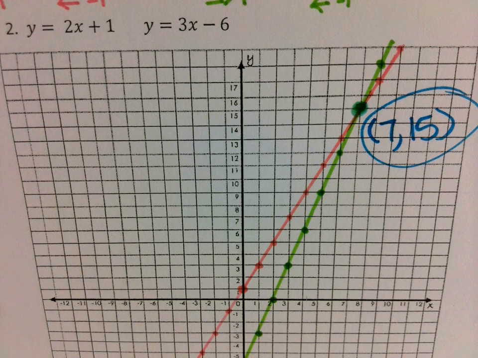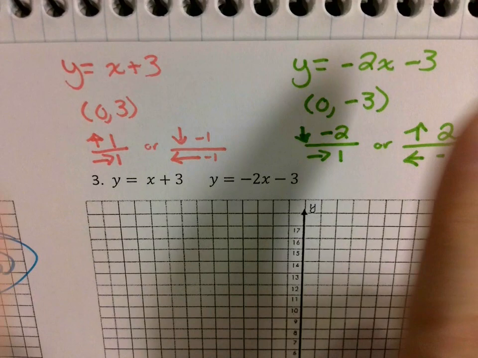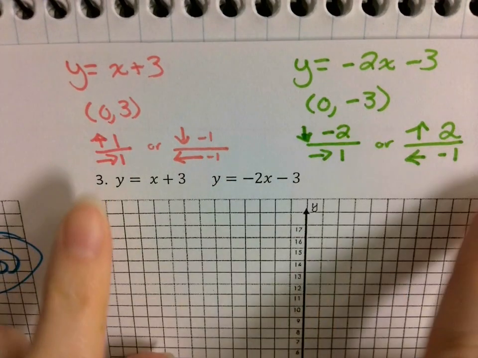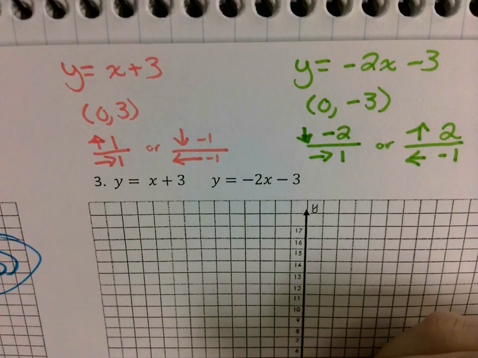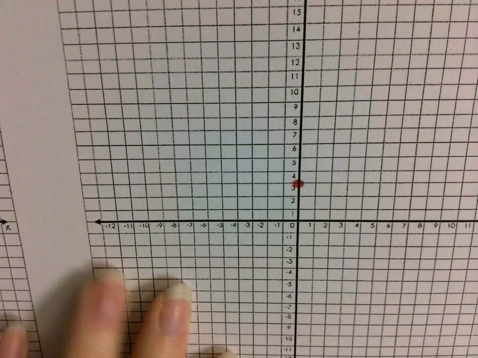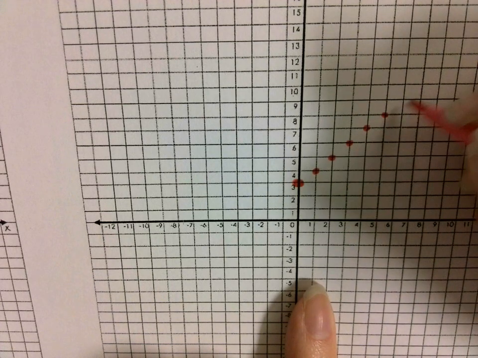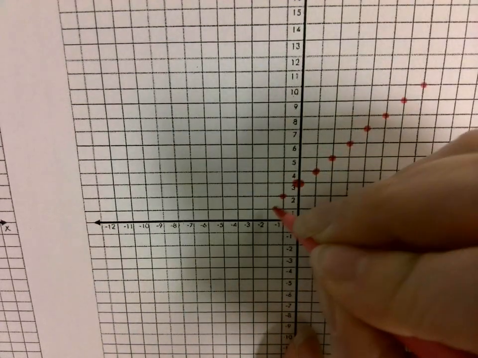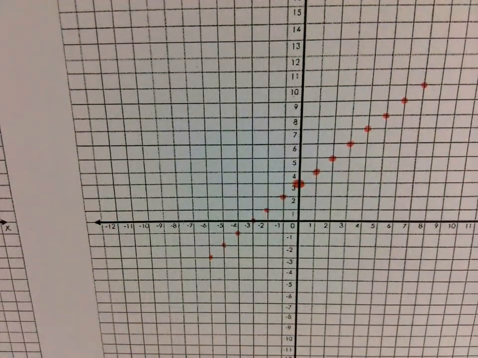Okay, let's take a look at the next one. You have y is equal to x plus 3 and y is equal to negative 2x minus 3. Here are my y-intercepts. Here are my slopes. Let's start off with graphing my pink line at a positive 3 for my y-intercept. And I'm just going to keep going up 1 to the right 1, up 1 to the right 1, or down 1 to the left 1. Okay, and there's the pattern that it's going to follow.